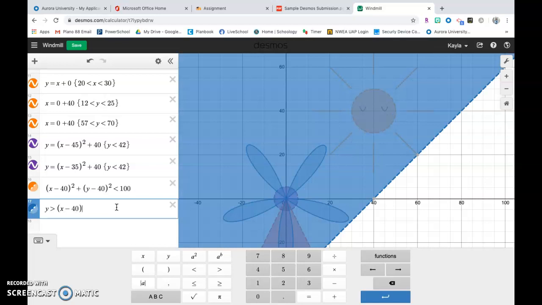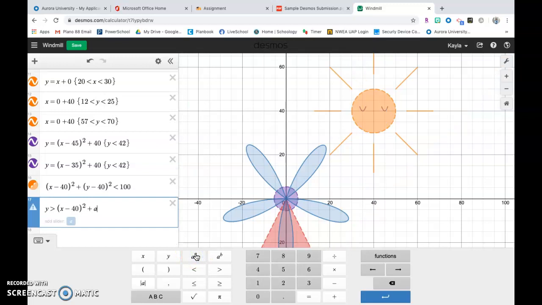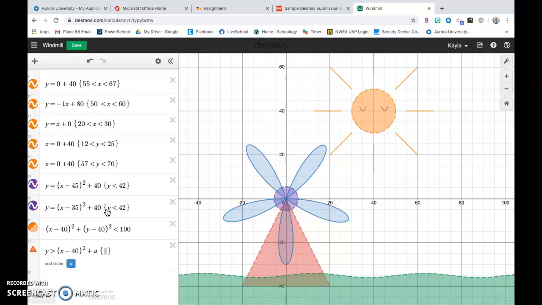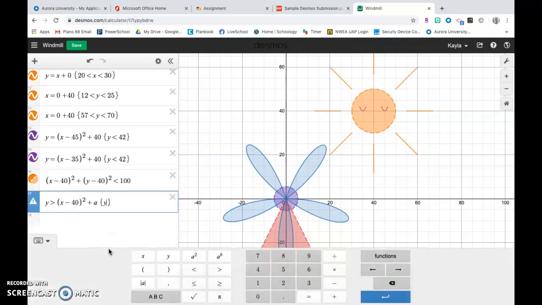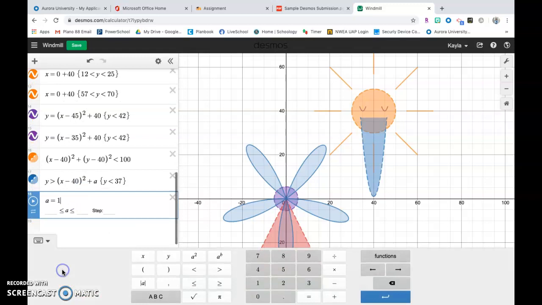So again, I had played around with these numbers before when creating the parabola before my video. So A is where we're going to add our slider, but I do want to restrict the height of this parabola, so I am going to make it so that y has to be less than 37 so that it doesn't take up too much of the sun, and then I'm going to add my slider. So for my slider, I want to restrict my parabola between 30 and 35 so that the mouth does not go farther than the sun.